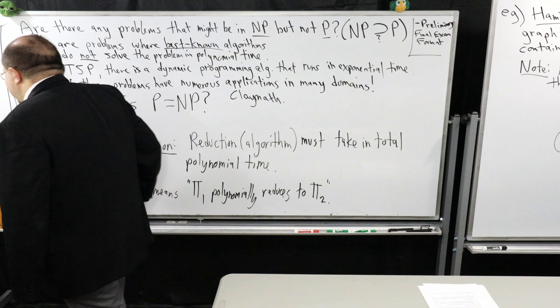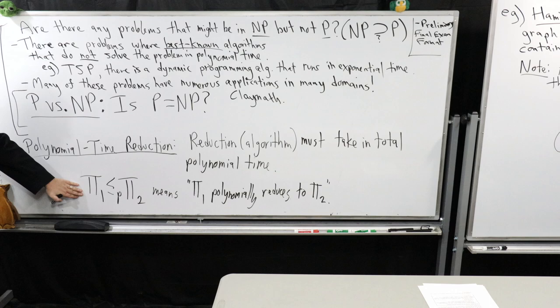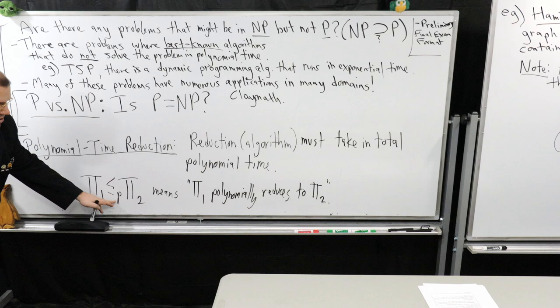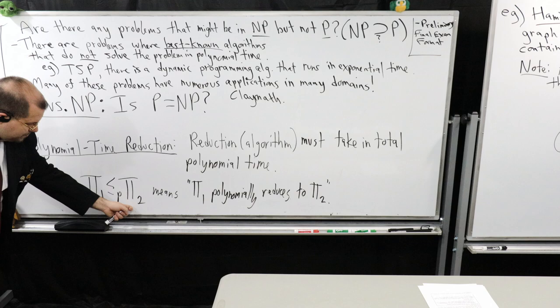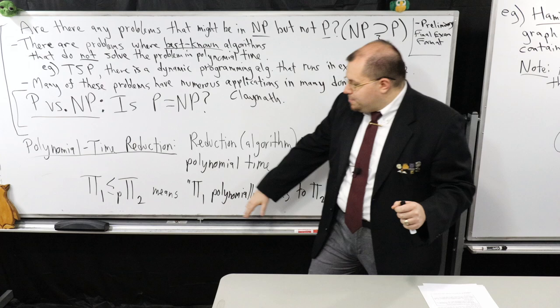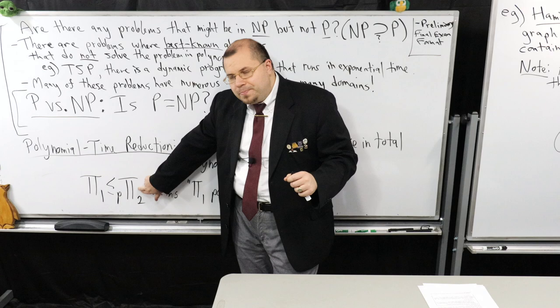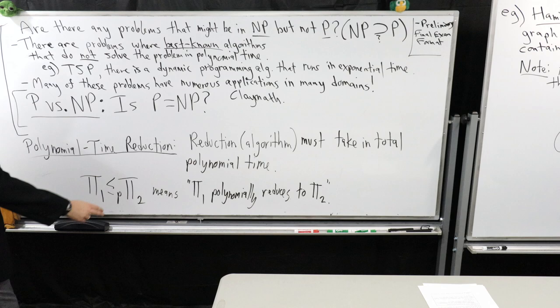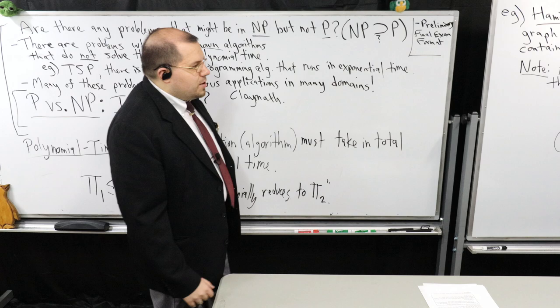So whenever somebody writes pi 1 less than or equal to sub p pi 2, what they're saying is pi 1 polynomially reduces to pi 2. That means there exists a polynomial time reduction. And remember, the whole idea with our reductions is that whenever I get a yes answer for the instance that I construct, or convert, or transform, however you'd like to say, it has to be a yes answer for pi 1. If it's a no answer for pi 2, it most certainly has to be a no answer for pi 1, okay?